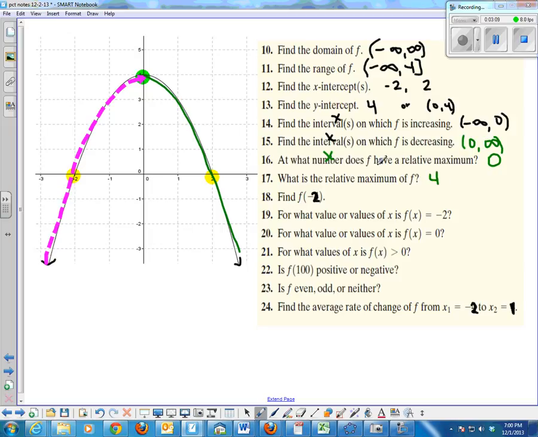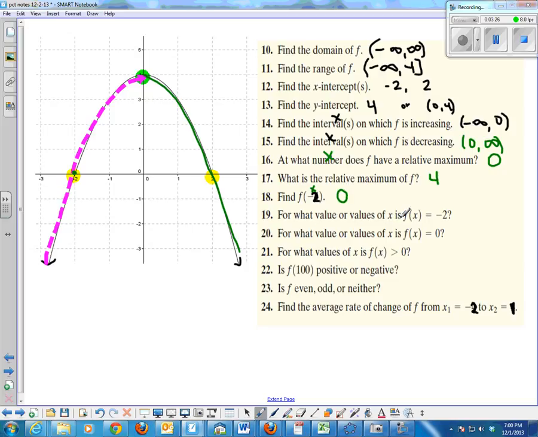The next question is f of -2. That means find the y value when x is -2. So we see x is -2 here, and that y value is 0.